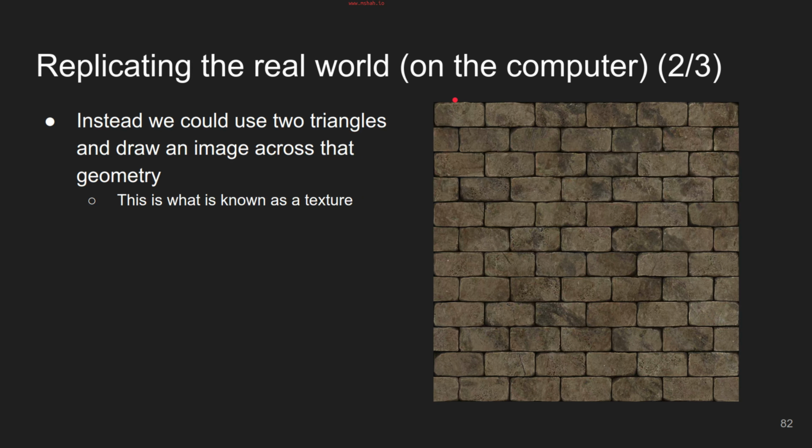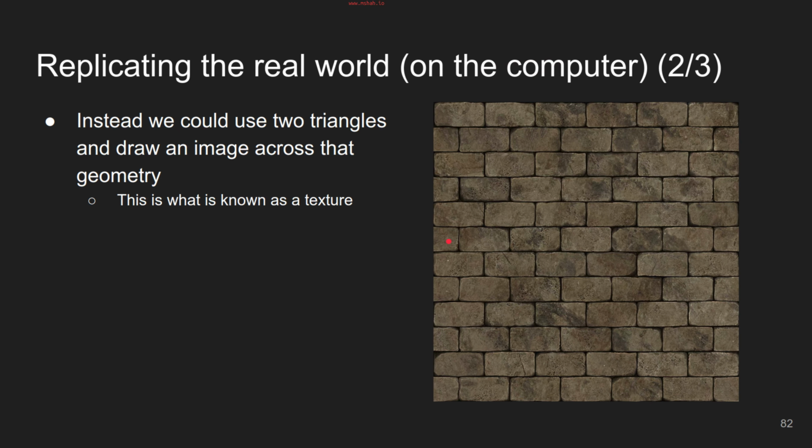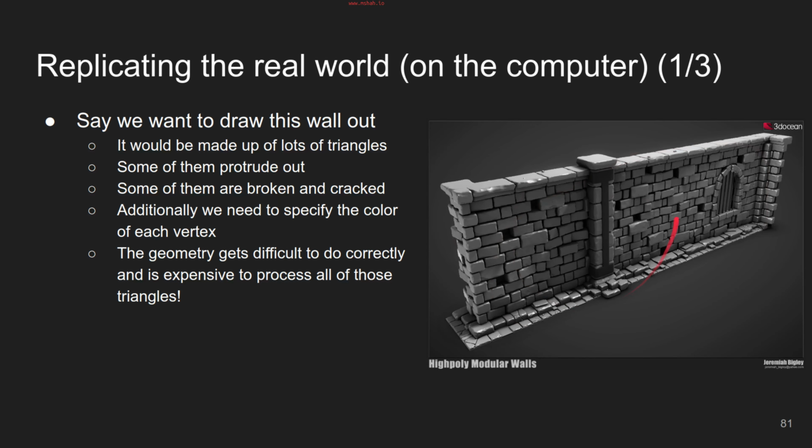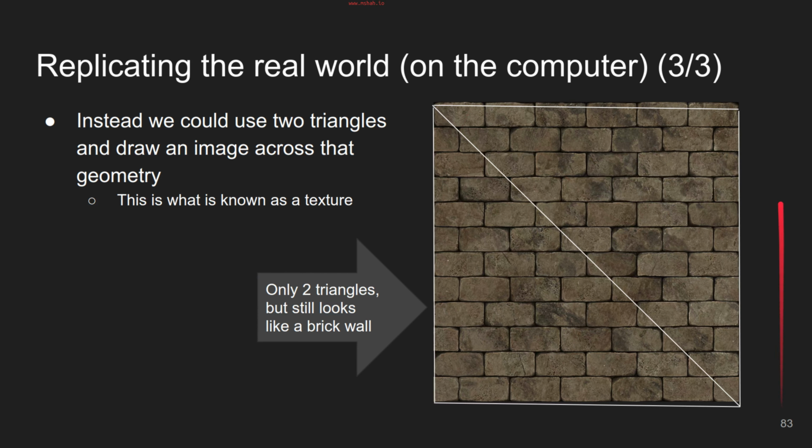So instead, what we could do is just use two triangles and draw an image that a photographer has taken or that an artist has created, or you've sourced from some other image, and just paste that across a triangle. Okay, so for this particular brick wall, this is just two triangles. This previous brick wall here, I don't have an exact poly count, but it's probably in at least the range of thousands, if not tens of thousands, or hundreds of thousands of polygons with the amount of detail that they have. So instead, with only two triangles, we can approximate this brick wall shape pretty well, and it'll still look pretty good.